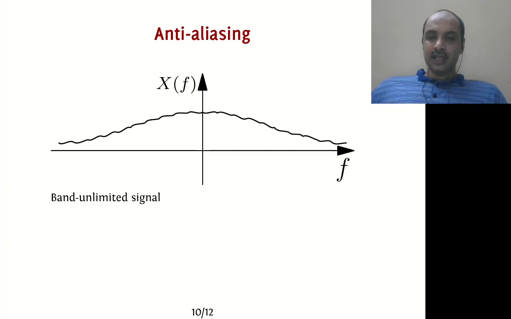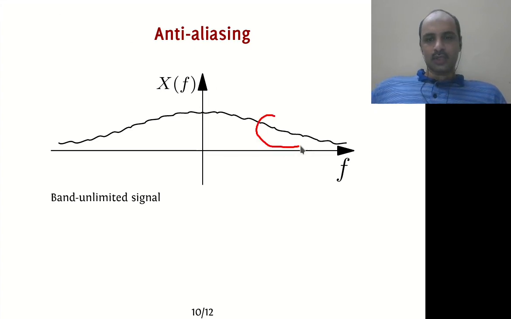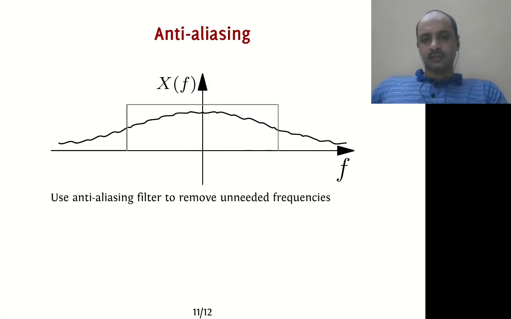So definitely the parts which are to the right, let me use a different color. Okay, these portions are going to alias back if you perform sampling. How do you avoid that? We can filter it using a low pass filter called an anti-aliasing filter, which is between -W and W. And then the remaining part of the signal can be sampled without any issues.